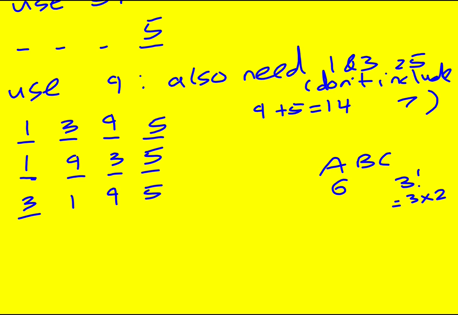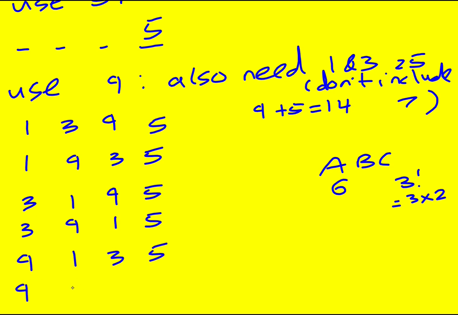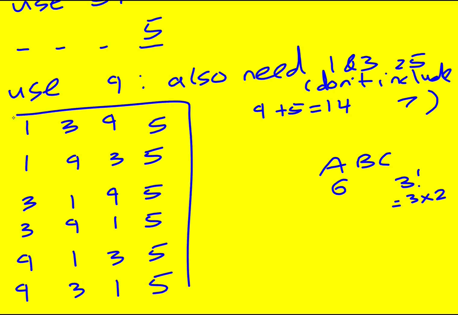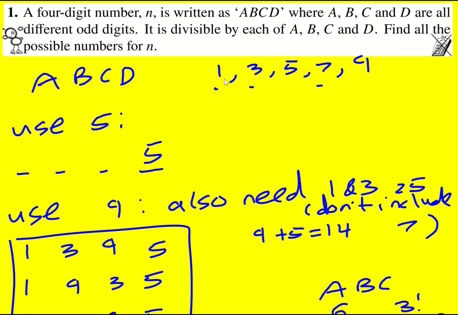I don't know why I'm underlining them at this point, actually. Then we could have 391, or we could have the 9 first. So these would all be absolutely fine for the property that we're describing.